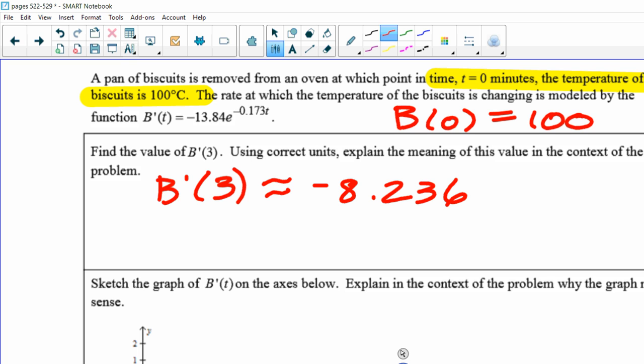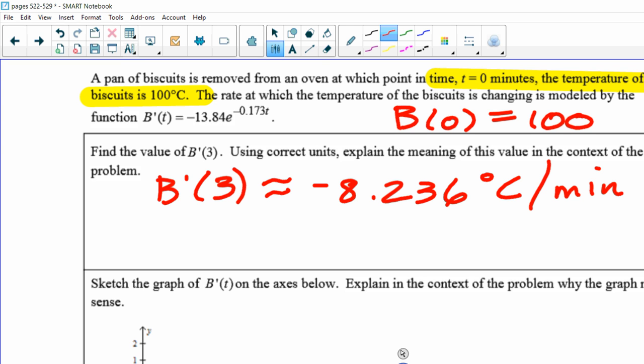What is the unit? Degrees Celsius? Is that the right unit? Remember, this is a rate, correct? We measured a rate, and the time is measured in minutes. The temperature is measured in degrees Celsius. So what does this mean? Per minute. What does it mean, that number that we found?